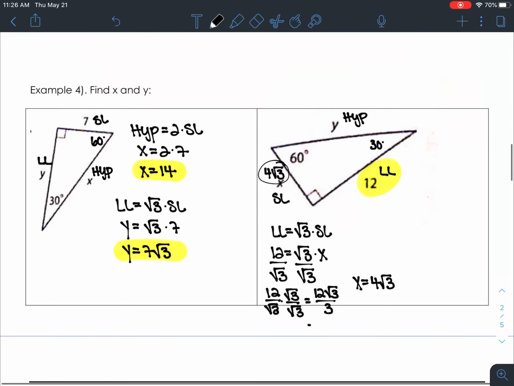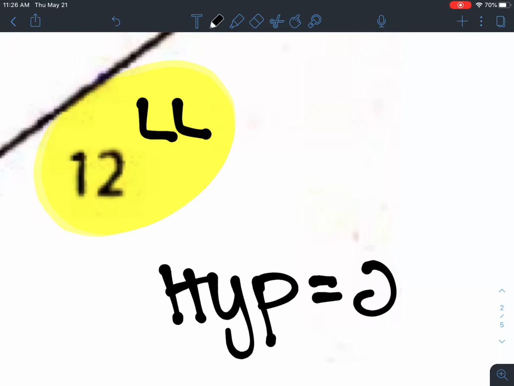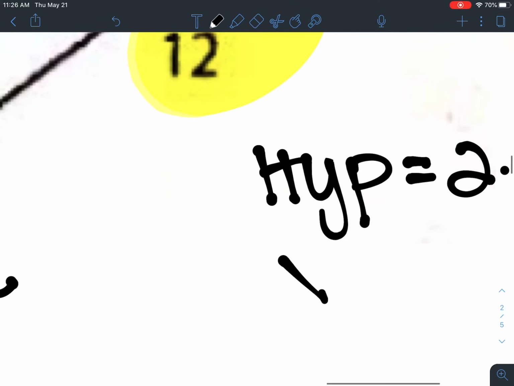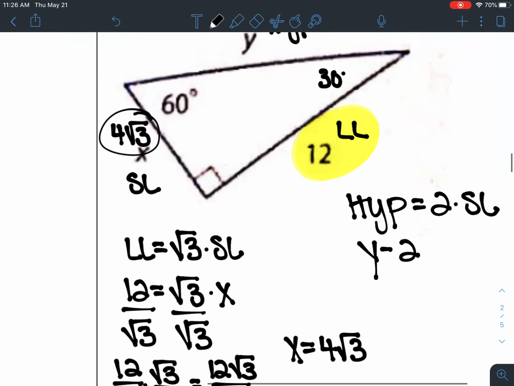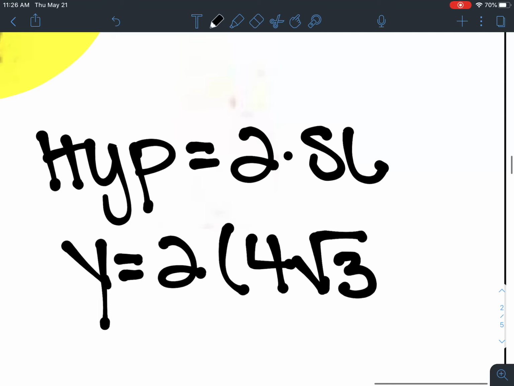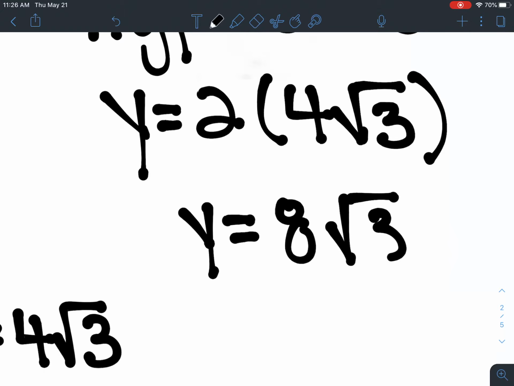Okay. All right, now let's find y. So our y is our hypotenuse. So hypotenuse is equal to 2 times short leg. Y, our hypotenuse, is equal to 2 times my short leg, which is 4 root 3. Simplifying the 2 and the 4, you're going to get y is equal to 8 root 3. And that's your final answer.